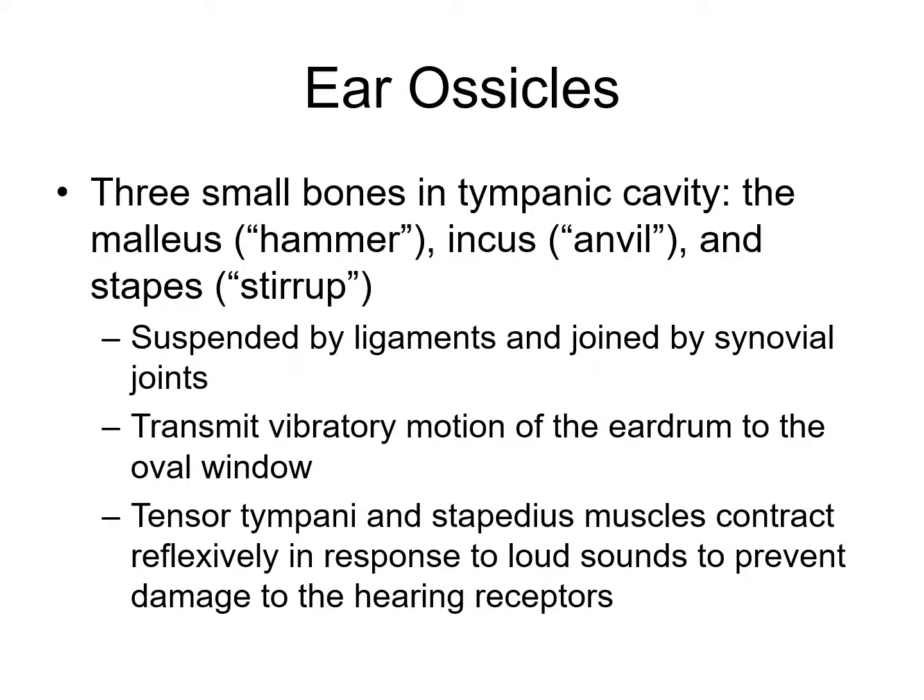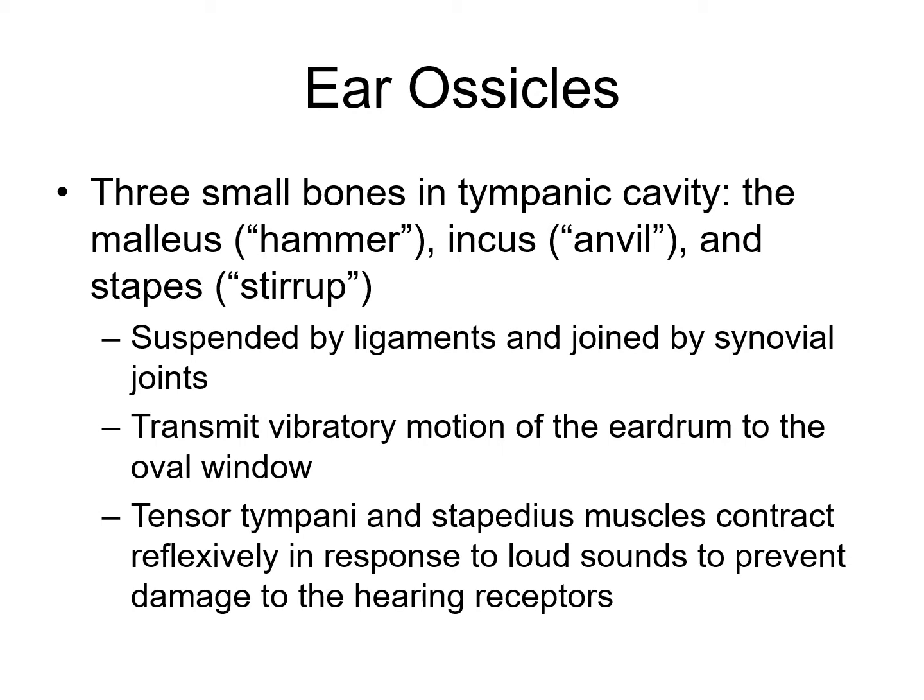So the ear ossicles are the small bones within the tympanic cavity. And these are named the malleus, the incus, and the stapes. So malleus basically means hammer, incus, anvil, stapes, stirrup. And oftentimes those terms are basically used interchangeably, hammer, anvil, and stirrup. But again, those are generally more colloquial terms. So the ear ossicles are suspended by ligaments and joined by synovial joints. They transmit vibratory motion of the eardrum to the oval window.